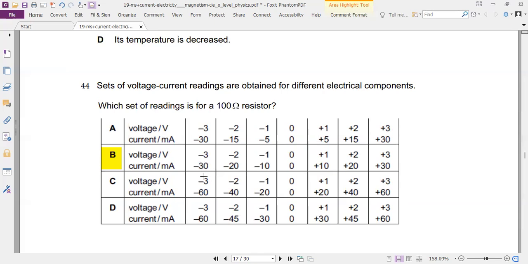But make sure you use this milli in your calculations. Otherwise, you will never get the answer. So divide 3 with 30 milliamps gives you 100. 2 with 20, they're all the same. Divide any of these, use any of these, should give you 100. Others do not. This one does give you, but then this one does not. And the same here.